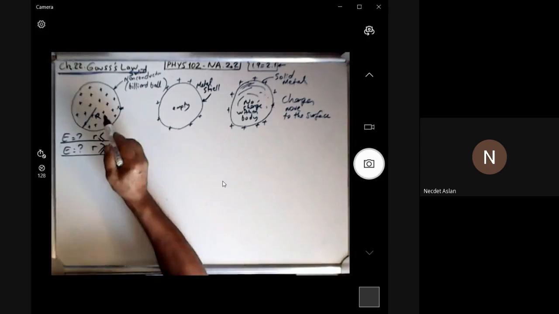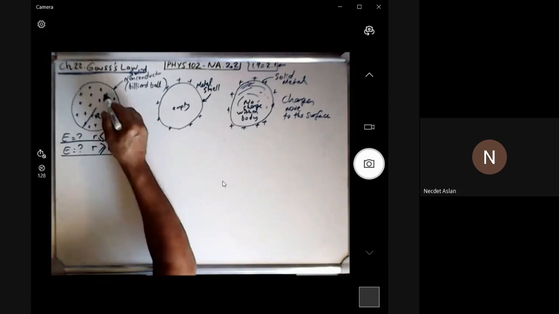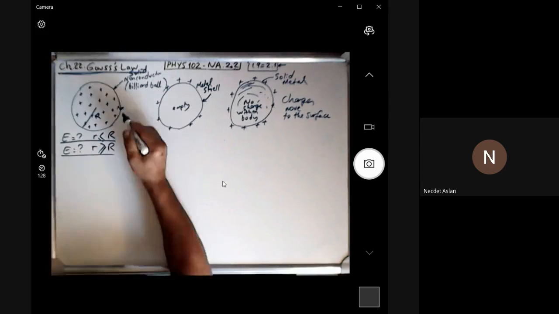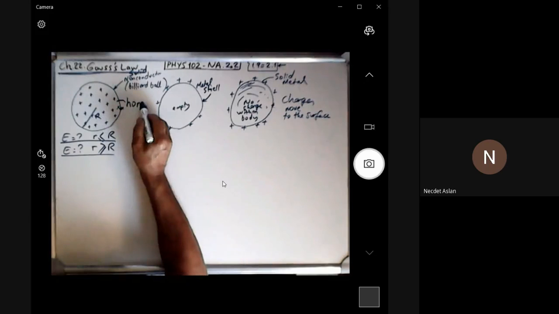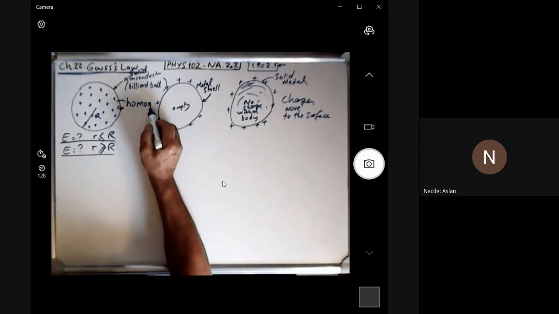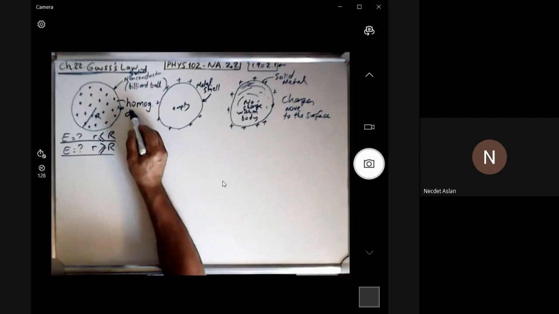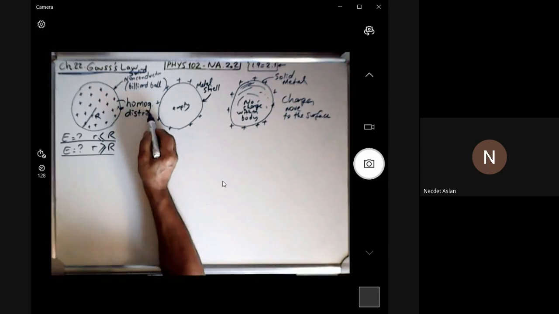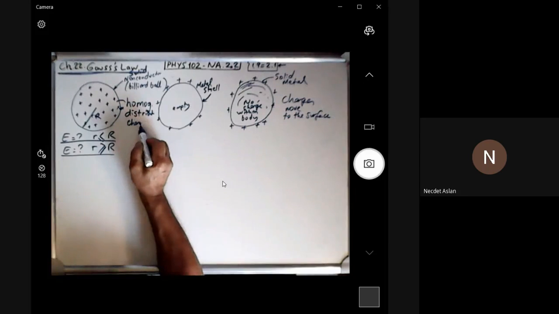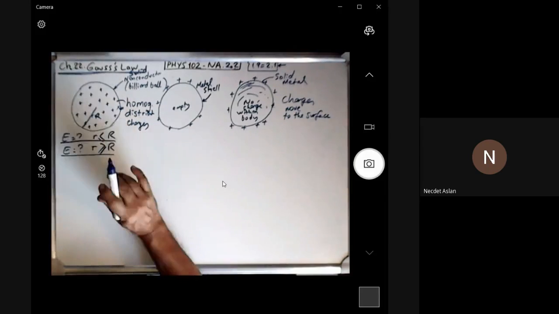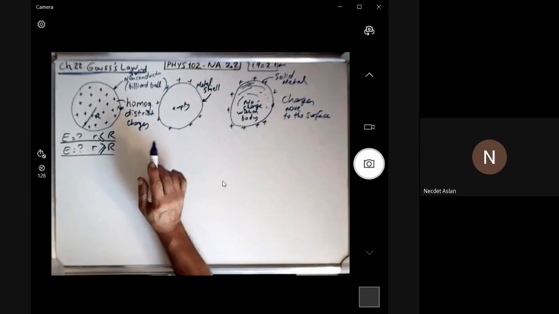So our objective is to find the electric field for these homogeneously distributed charges. Okay, so we will do this. But before solving this, let me tell you something.